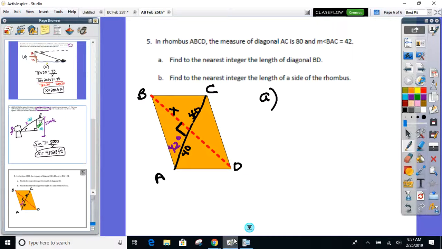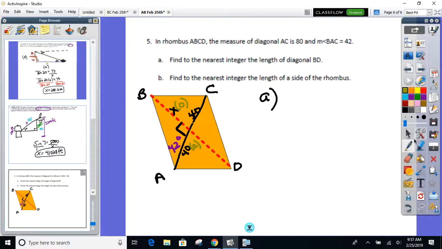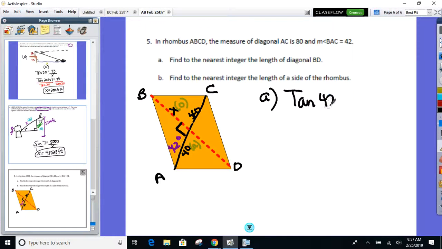Here we go. 42. What's the x? Opposite, adjacent, hypotenuse. That is opposite. And how about the 40 I labeled? Adjacent. So which one of the 3 can I use? Tangent. Perfect. Tangent of 42 equals opposite over adjacent.